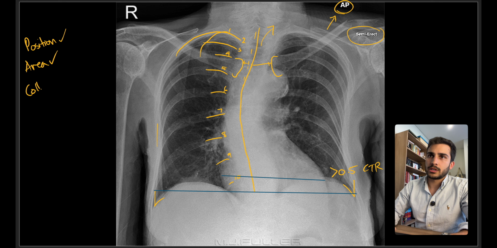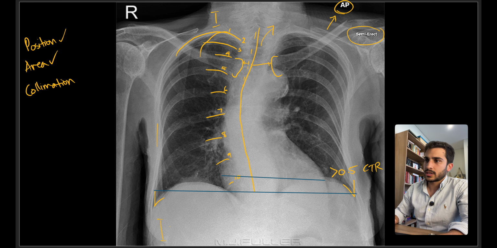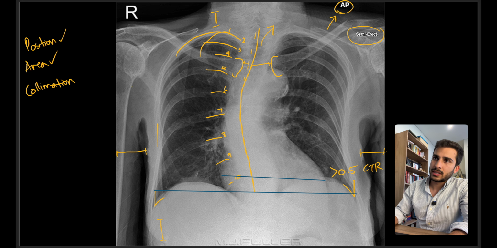Then we had collimation. Okay, so again, we're getting pretty good at this now. Collimation, top seems to be okay, right? The bottom, again, seems to be okay. Maybe they could have brought it in a little bit, but side to side, it could have been improved, right? So side to side collimation could have been improved. In fact, you can see half of the humerus in here. So ideally, we don't want that in there.